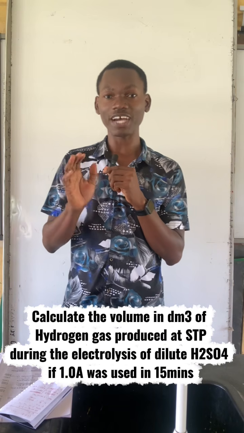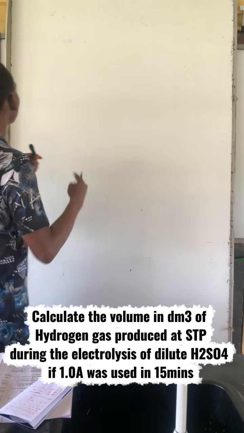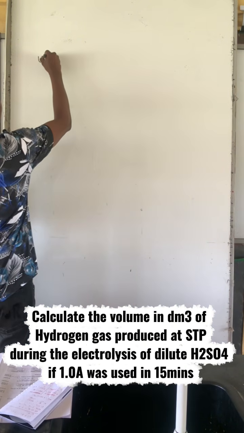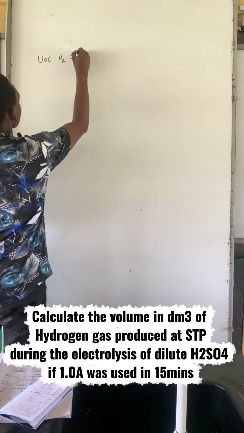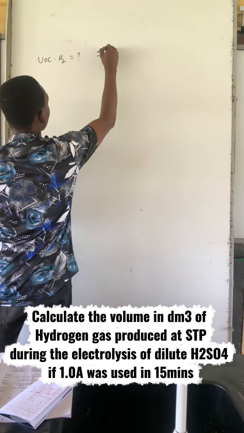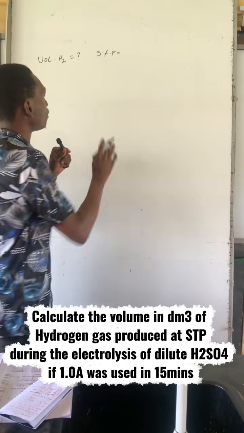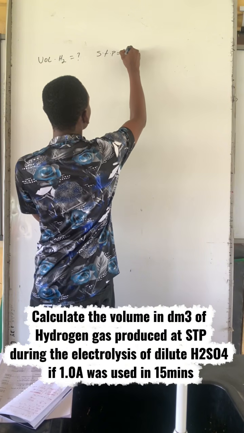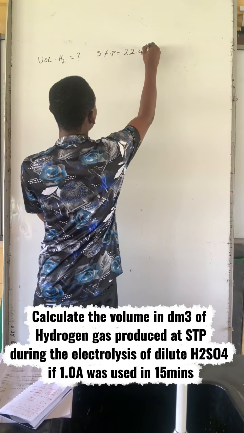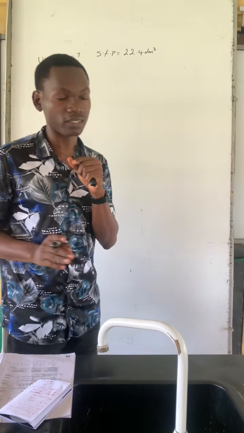The volume of hydrogen gas produced at STP. Now let's quickly write that down. Our main aim here is to calculate the volume of hydrogen gas. Remember, it will be at STP. And we know that at STP, 1 mole of any gas will be equal to 22.4 dm cube. That's a constant we learned in stoichiometry, right?